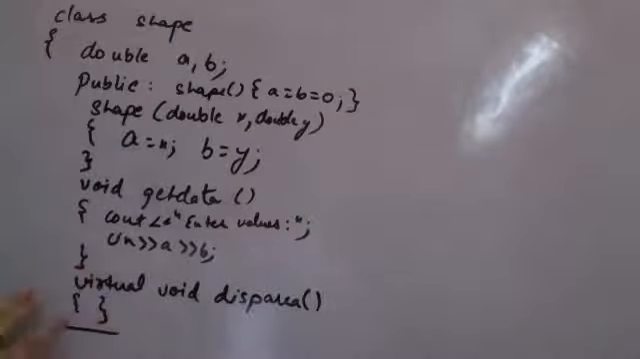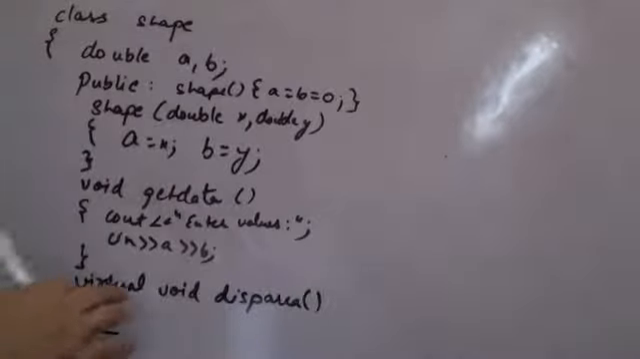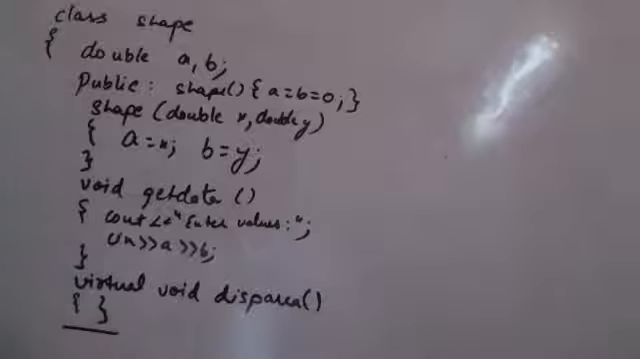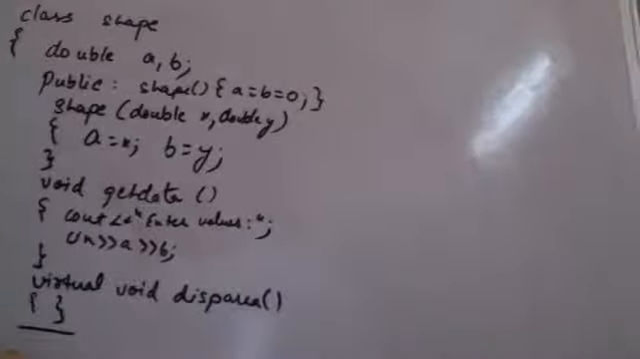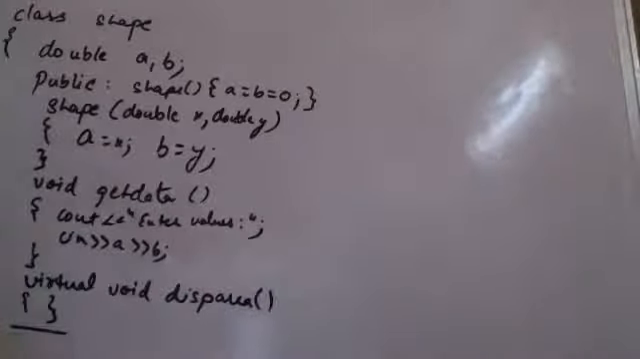Whenever I am creating an empty virtual function, that base class cannot have an object of its own. It can have a pointer to an object of its own, but its own object will not be created. It becomes an abstract base class. We'll see what that is. For the time being, just understand that I am creating an empty virtual function. After that, we are going to create the derived classes.